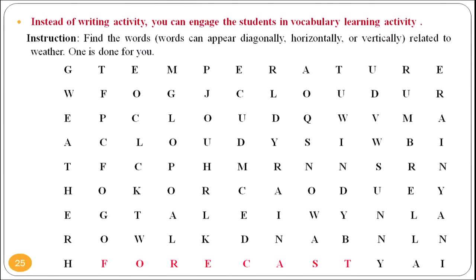You can engage the students in a vocabulary learning activity. For example, you can give this chart and ask them to find the words, and words can appear diagonally, horizontally or vertically, and the words will be related to the weather. One is done for you, the last one, which is in red, the forecast.